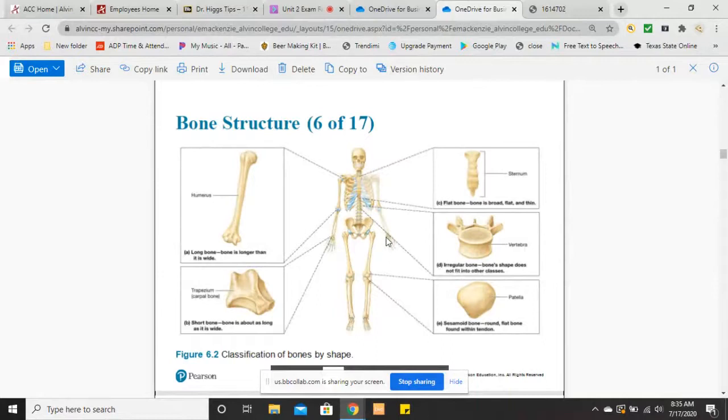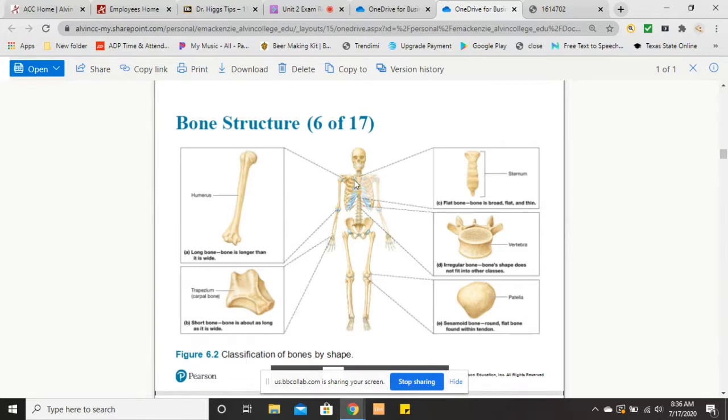Even in the palm of your hands, those metacarpals are longer than they are wide. They are long bones. Same thing for the toes. Those are phalanges. Those are long bones. And your metatarsals in the flatter part of your foot, those are long bones too. We also have short bones that are about as wide as they are long, like the carpal bones in your wrist or the tarsal bones in your ankle.